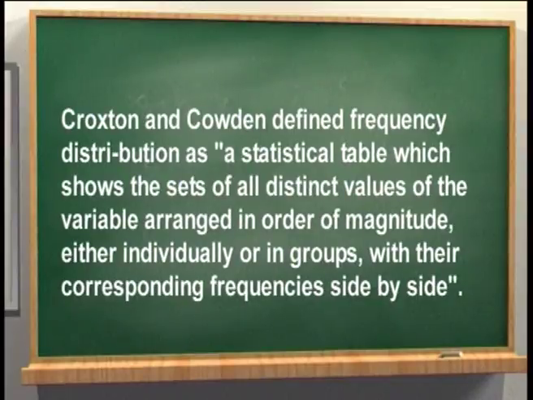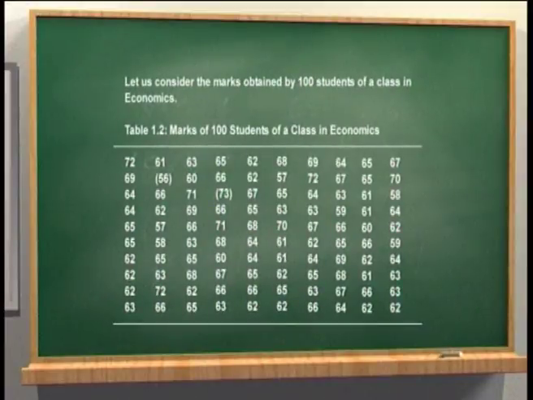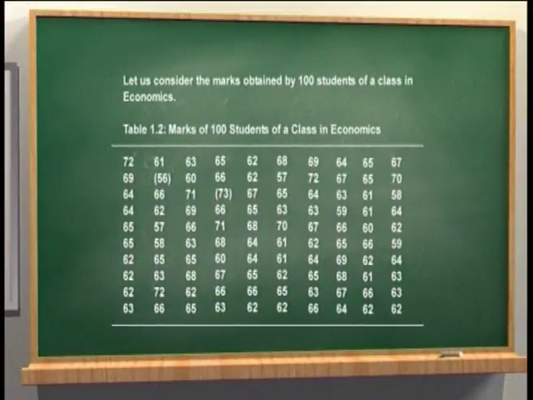Croxton and Cowden define frequency distribution as a statistical table which shows the sets of all distinct values of a variable arranged in order of magnitude, either individually or in groups, with their corresponding frequencies side by side. Let us consider the marks obtained by 100 students of a class in economics.